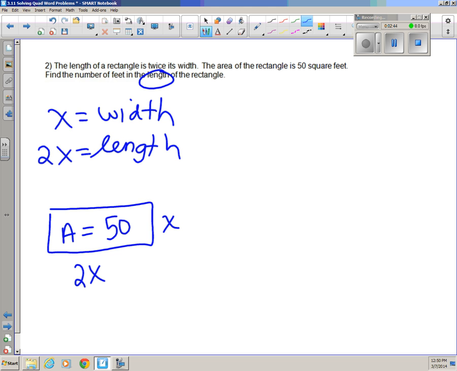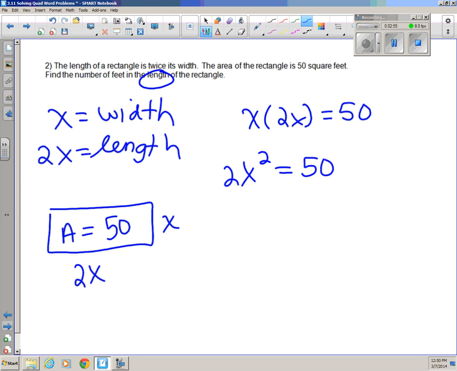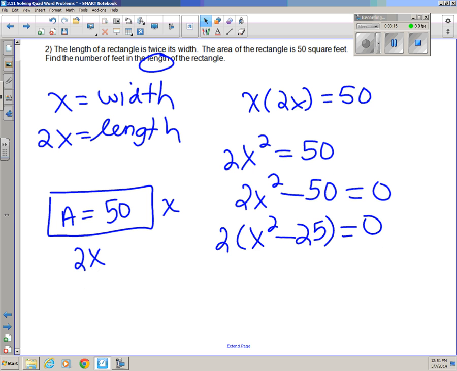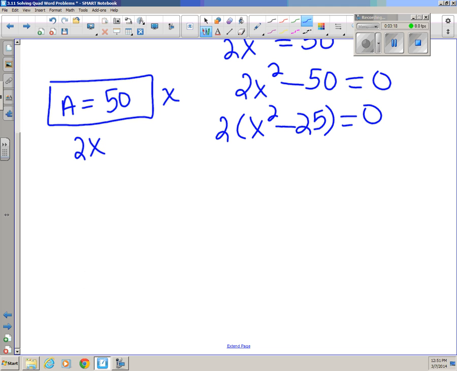Well, how do you find area? You have to multiply length times width. So x times 2x equals 50. When I multiply the left, I get 2x squared equal to 50. Set this equation equal to 0: 2x squared minus 50. Factor, the GCF comes out. Realize that what's left in the parentheses is still factorable. It's factorable by difference of squares. So then I've got my GCF, (x minus 5)(x plus 5) equal to 0.